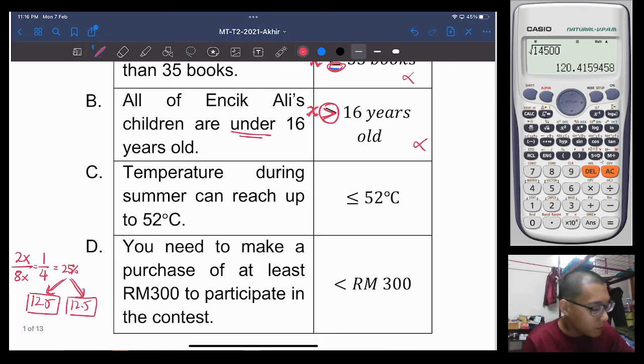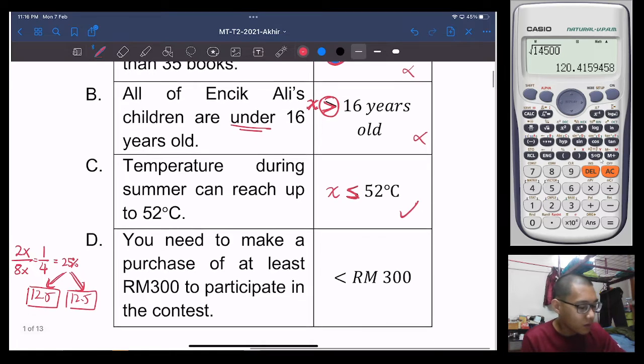So C, temperature during summer can reach up to 52. Reach up to 52 means the maximum we can reach is 52. That means it can be equal, but maybe we have below 52 also. So the answer, x is smaller than or equal to 52, is correct.